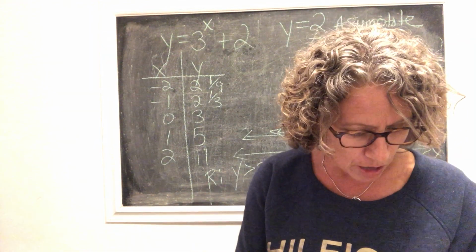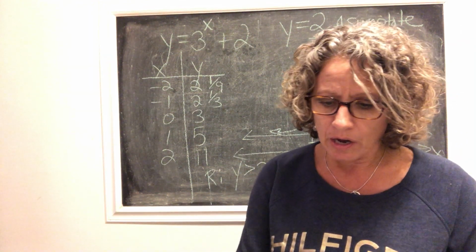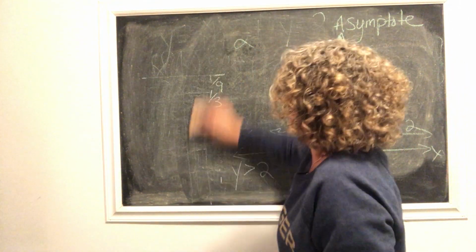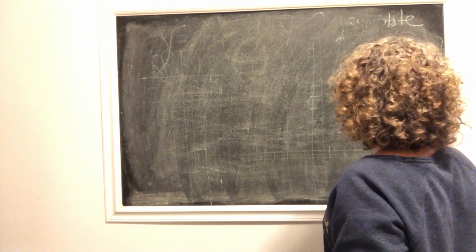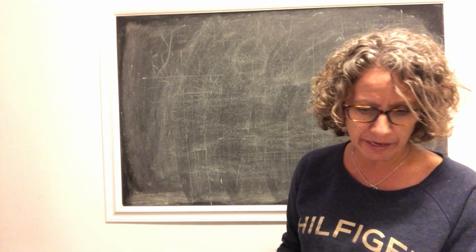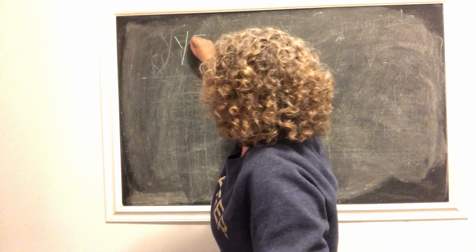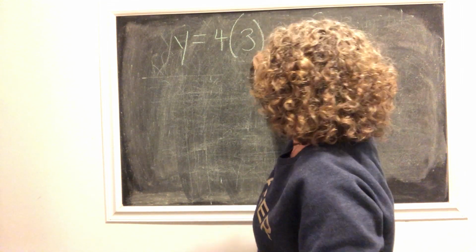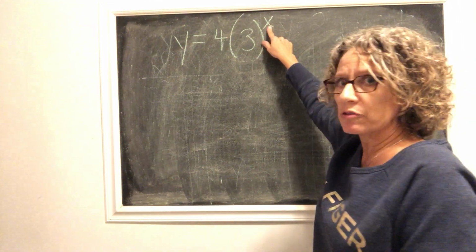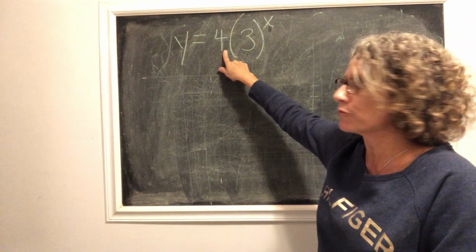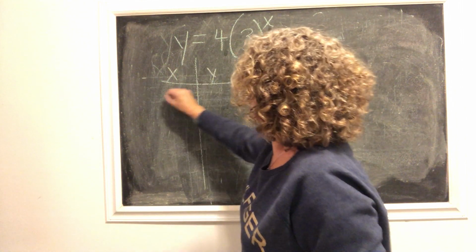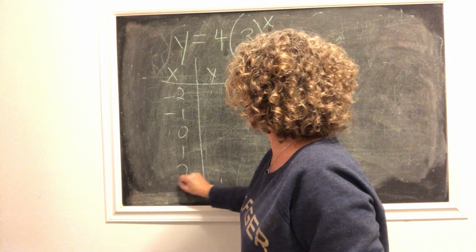Okay, there are other ways to change your y-intercept without changing the asymptote. And one of those ways that we can do that is by taking a function and multiplying it by a coefficient, such as 4 times 3 to the x power. Now, in this function, I'll use my same values for x, but then I'll multiply them by 4. So, again, with the xy chart, negative 2, negative 1, 0, 1, and 2.